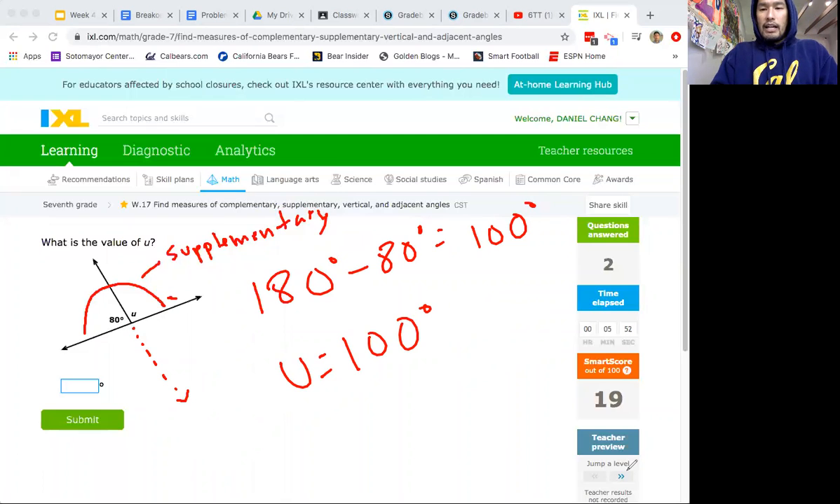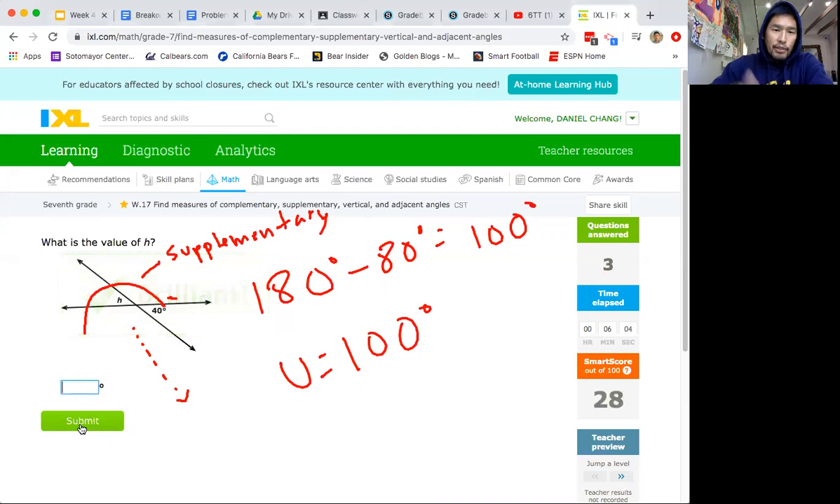Let's see if I'm right. 100. Before I actually do that, well, I'm just going to do it. Brilliant. Great. Okay. I'll do one more problem and we'll be done.